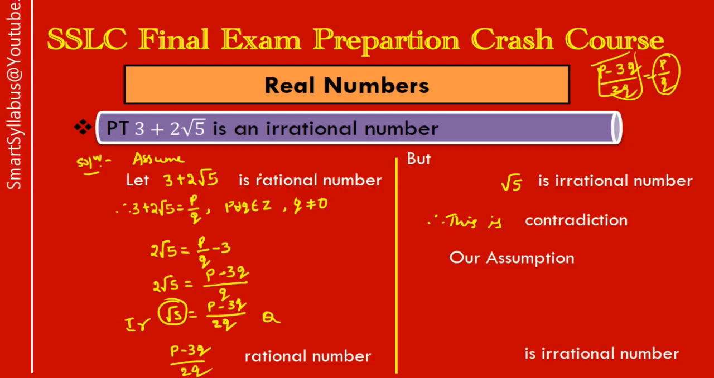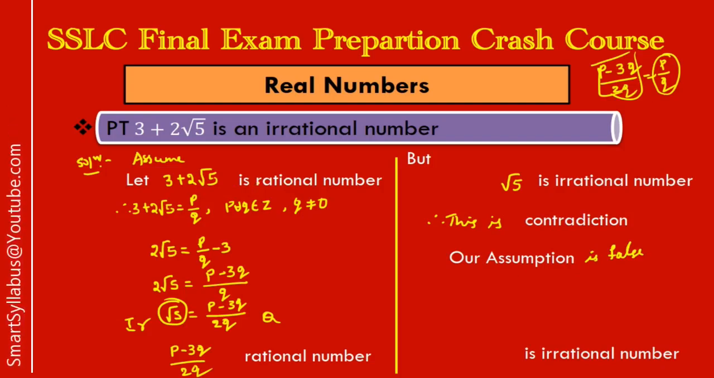Again the same thing. We considered 3 plus 2 root 5 as a rational number, so it's wrong. It means our assumption is false. Once our assumption is false, then what is true? Yes, 3 plus 2 root 5 is irrational. Therefore 3 plus 2 root 5 is irrational. I think it is clear now, right?